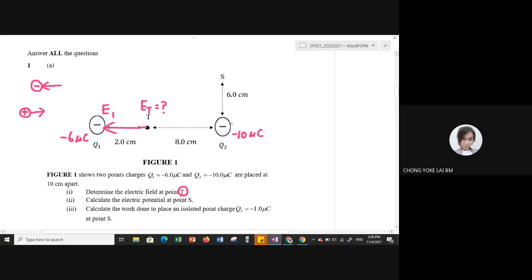Then the same goes for Q2. Q2 is a negative charge, so the electric field lines also go into the charge from point T. So from point T they go into charge Q2. This is E2. When we draw these vectors, we see that at point T there are two electric field vectors. E2 points to the right, E1 points to the left. So E at point T equals E2 minus E1. Why minus? Because the directions are opposite.